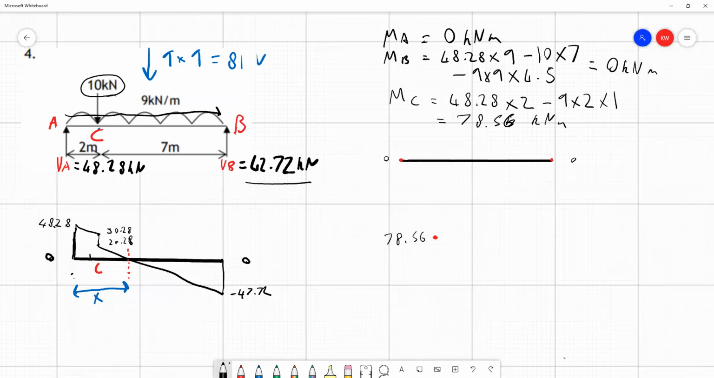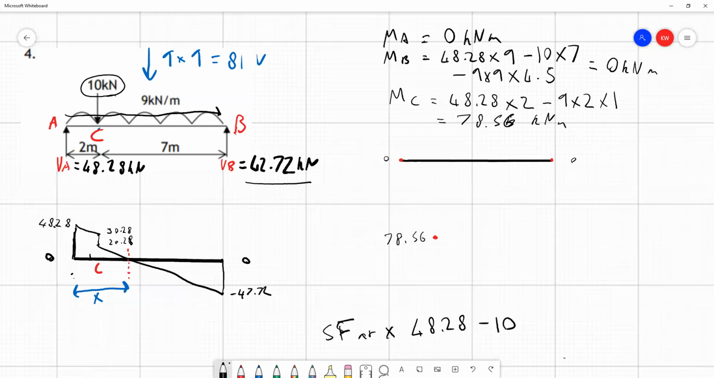So shear force at x, I've written SF there badly, at x. Well, the shear force is going to be 0. So it's going to be equal to 48.28. The force at A still applies. The force at C still applies, the minus 10.